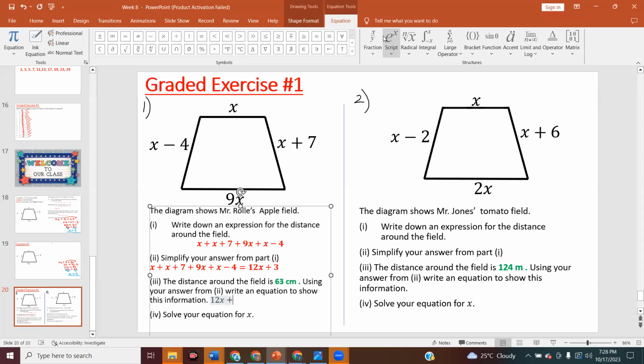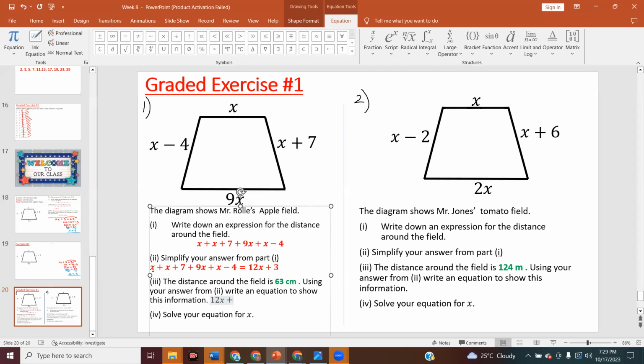Wait one moment. Shiloh, where's Shiloh? I'm here. Do you understand how we got this first part? Yes, sir. How about the second part, the last part with the 12x plus the 3? You understand or you don't understand? I don't understand the last part.